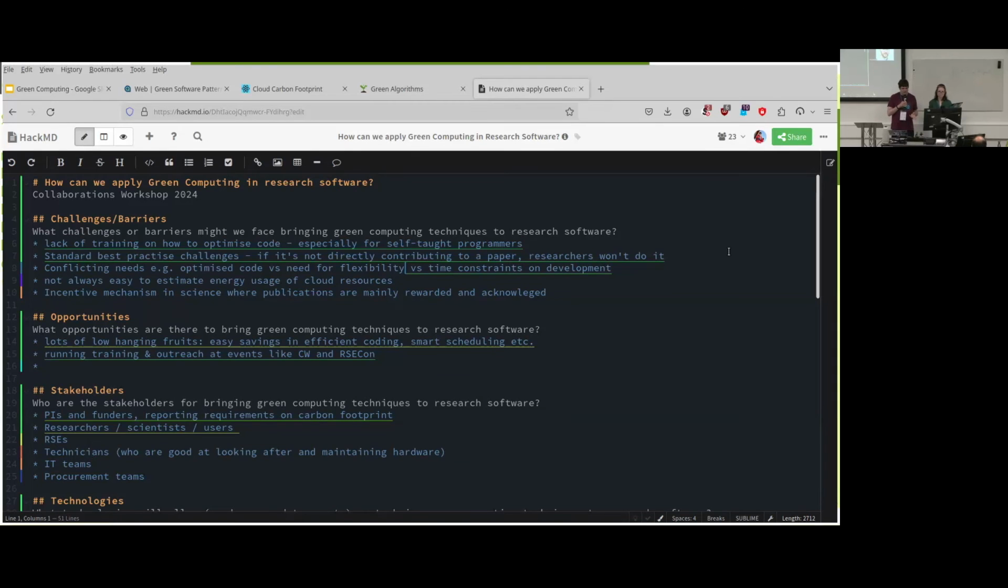Okay, so just looking through some of the things that we've come out with in the HackMD. So we've got barriers, a lack of training, especially for self-taught programmers. Best practice challenges, conflicting needs. That was a big one, that developers don't have the time to do this sort of stuff sometimes. It's not easy to estimate cloud usage. And the incentive mechanism in science where publications are mainly rewarded and acknowledged. One thing I did notice on the Green Algorithms site, there is a suggestion of a citation or a statement that you can add to your paper saying how much carbon your paper took, with example text that you can add on.